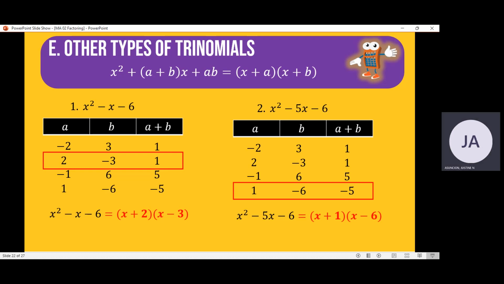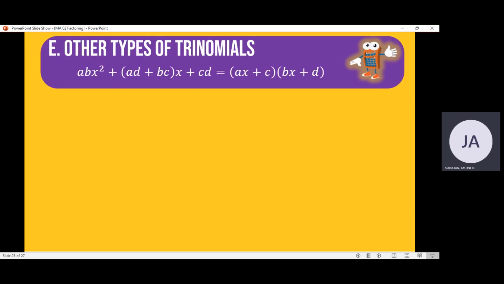Okay, so as you can see here, it's actually a trial and error method. But sometimes the coefficient of x squared is not always 1. What if we have 2 and so on? Okay, so we have another process for that. Actually, it's almost the same, but we need to consider, of course, the coefficient of our x squared.